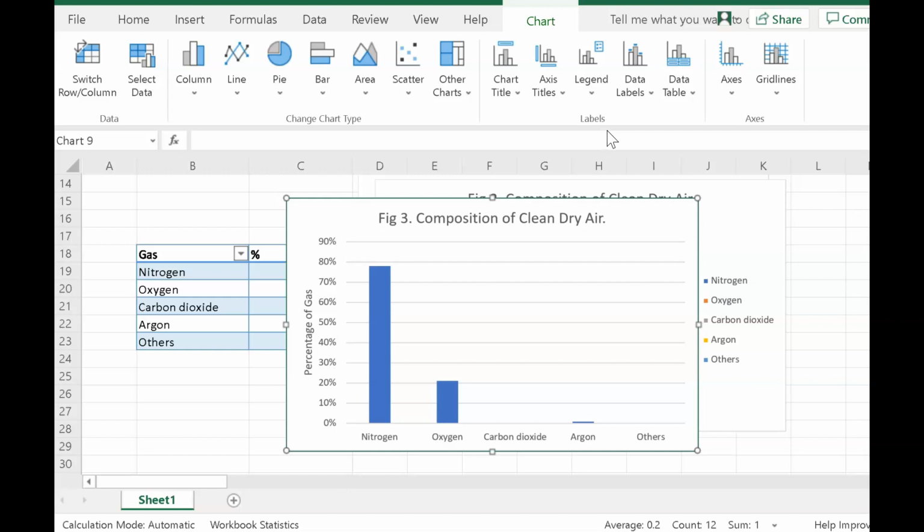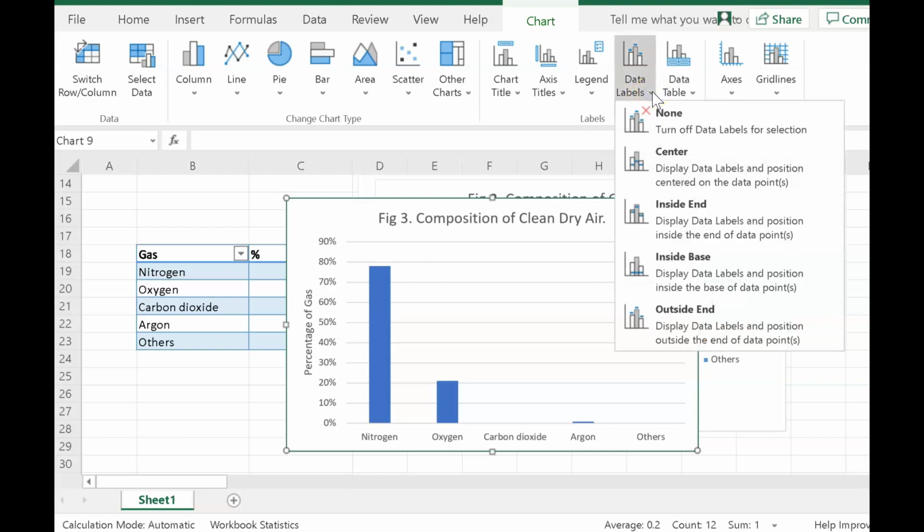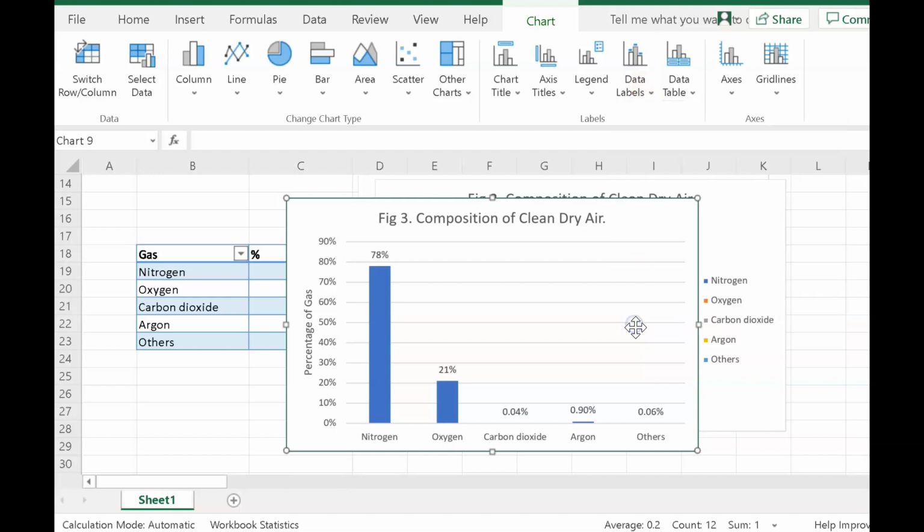Legend might not be necessary, but if I want, I can put the data table here, right? So for example, I can put those numbers like this, right, outside of the bars. So what does it look like to you? I think that's pretty good, right?